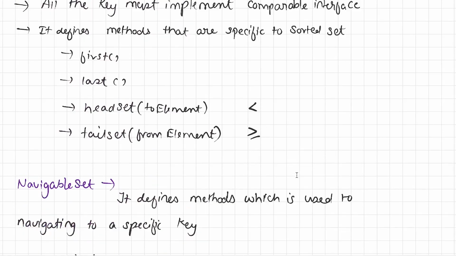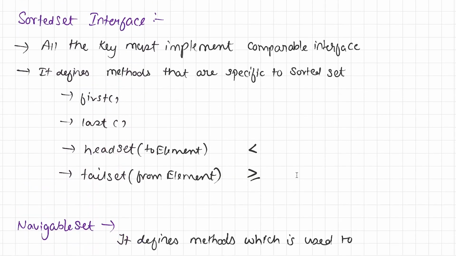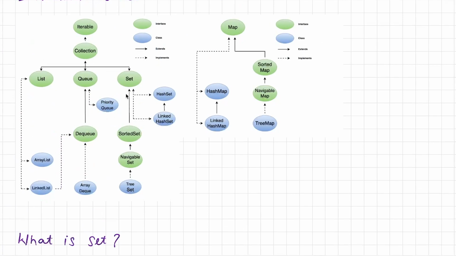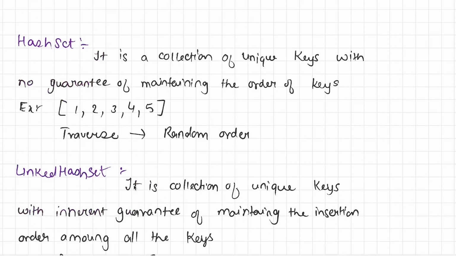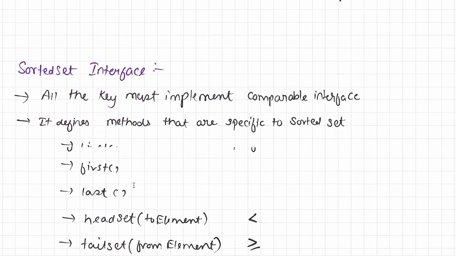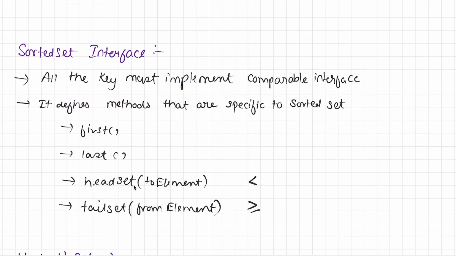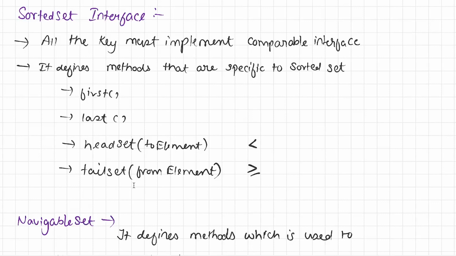Now moving on. Now what about the SortedSet interface and NavigableSet interface that sit between the Set interface and the TreeSet class? Okay, so let's understand a little bit about the SortedSet interface and the NavigableSet interface. First of all, these two interfaces were created for the separation of concern.